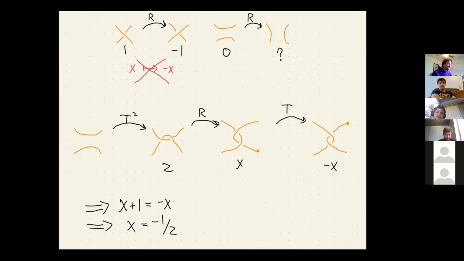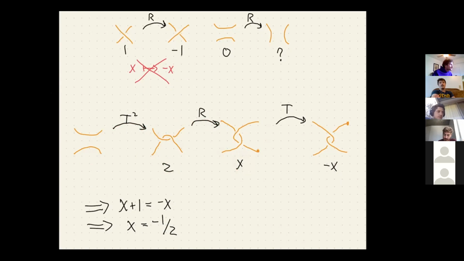So if we start with just our trivial tangle here, and we apply 2 twists, then we get this thing, which we've been calling 2. And now what happens when we rotate it? So we get some other rational tangle. And I have no idea what its number is, but let's just call it x, okay?